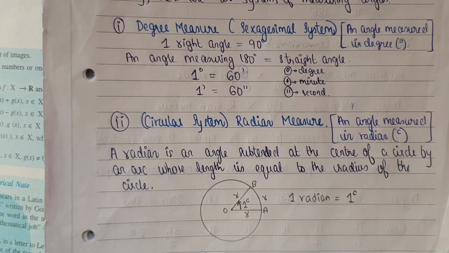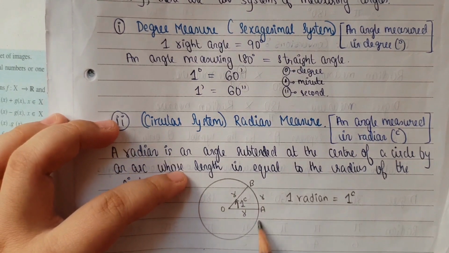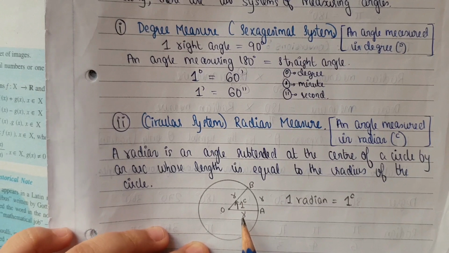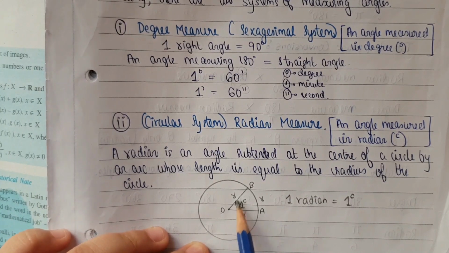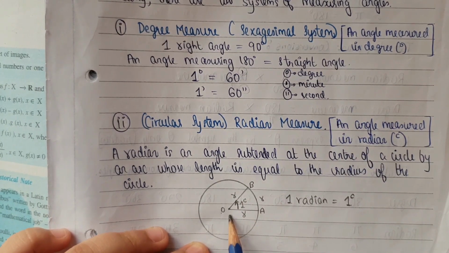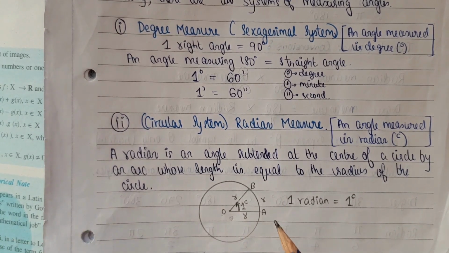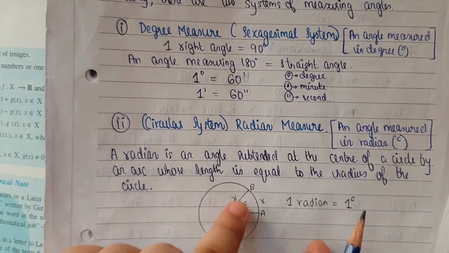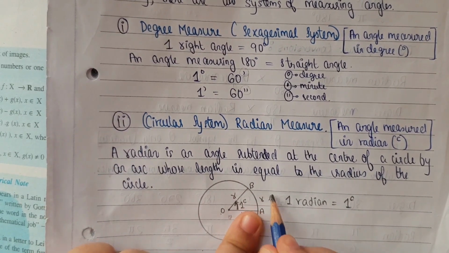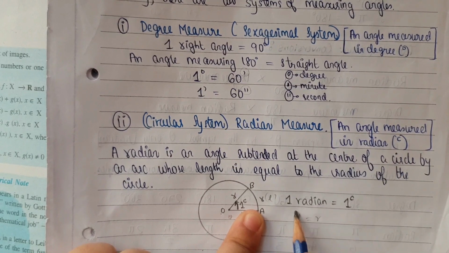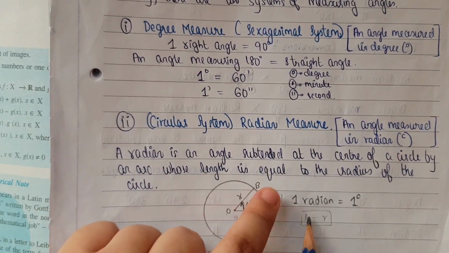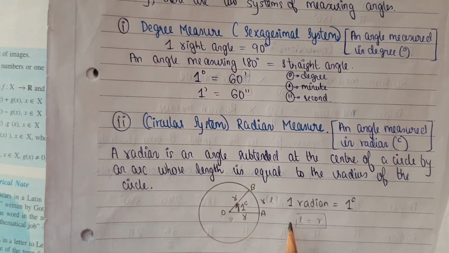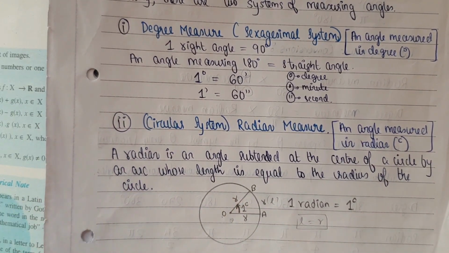Now what does this mean? It means that you have a circle with a center O, let's say radius R, as you can see. This is forming an angle at the center. Let's say this angle is theta. And this angle theta is such that the arc over here, this length L, let's say, is equal to the length of the radius. So both are equal. If so happens, then the angle formed is called a radian angle. And in this case it is 1 radian.